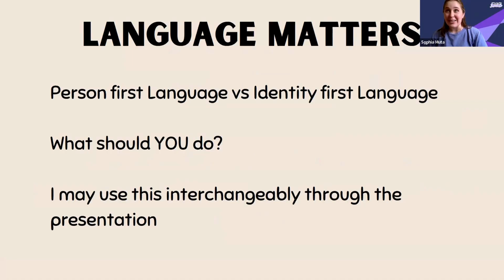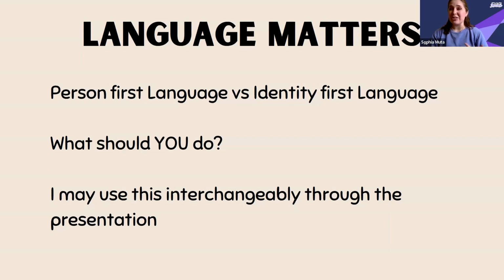So speaking of language and language mattering, when we are discussing disabilities, particularly people with disabilities, there are different ways that you can talk about these people, right? There's person first language, saying a person with disability. There's identity first language, which is saying a disabled person. People in the disability community sometimes prefer one or the other. Some people prefer saying that they're a disabled person because they can't separate the disability from themselves.